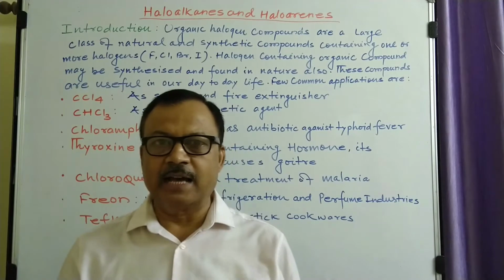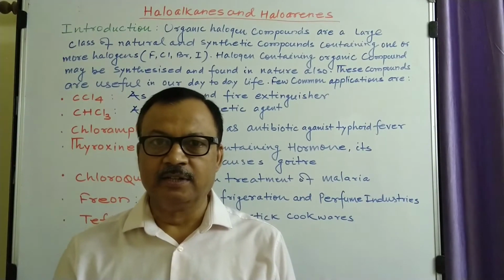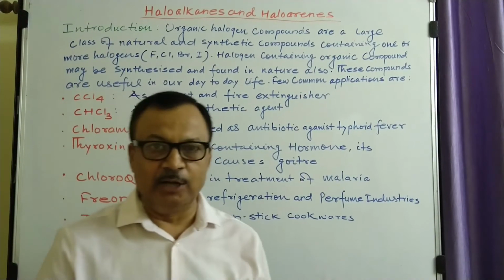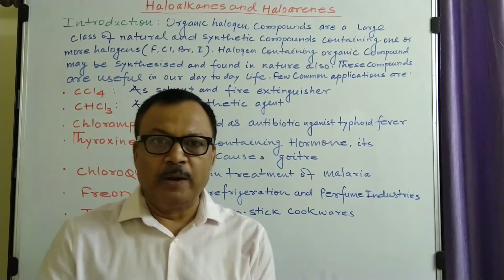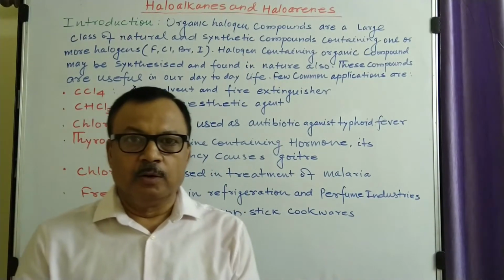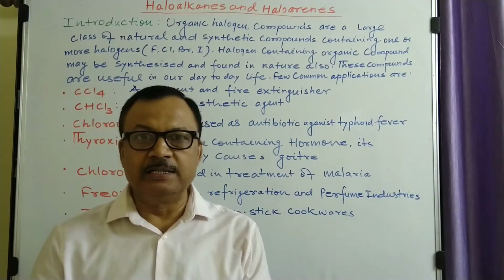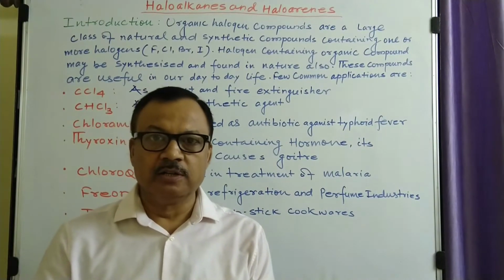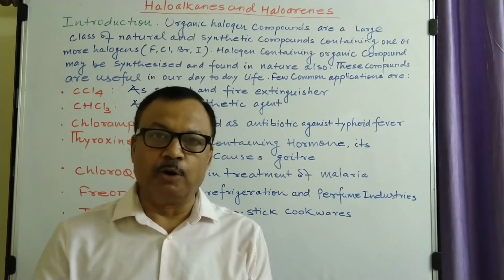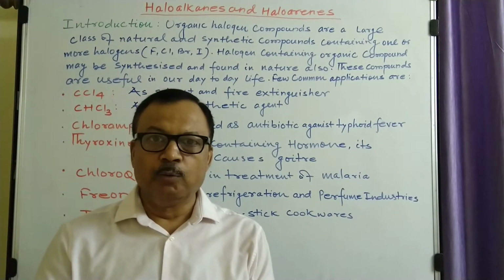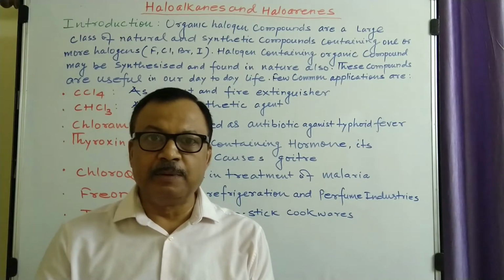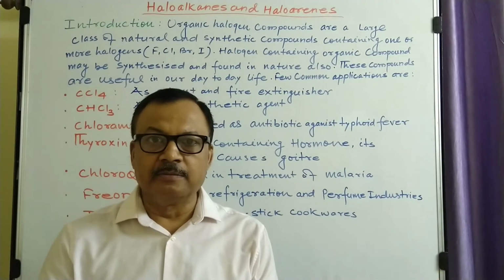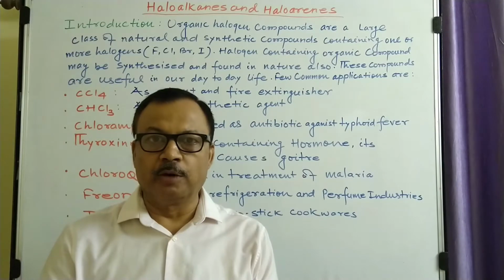Today's topic is haloalkanes and haloarenes. Basically, haloalkanes and haloarenes are derivatives of hydrocarbon. When one hydrogen of a hydrocarbon is replaced by a halogen, then haloalkanes are formed. Similarly, when one hydrogen of an arene is replaced by a halogen atom, haloarenes are formed.